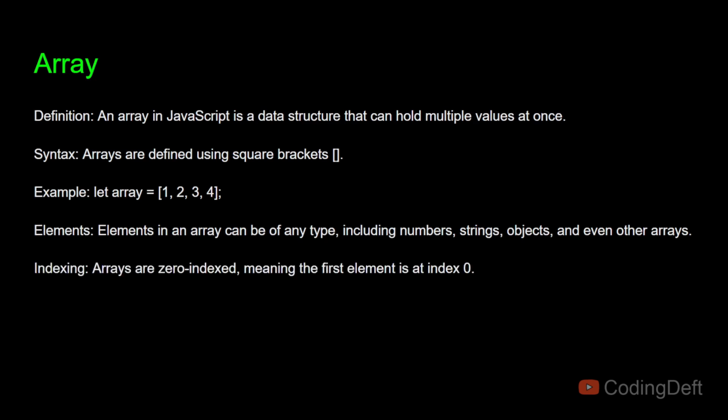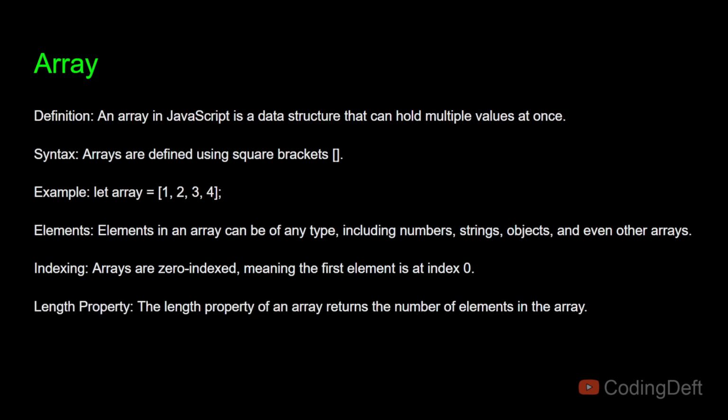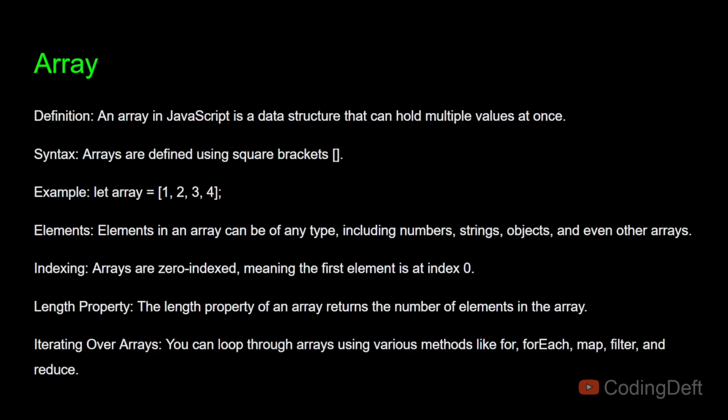Arrays in JavaScript are zero indexed. The first element index starts at 0. The last element index will be the length of the array minus 1. Array has a length property. We can directly get the length of the array by doing array.length. Arrays are iterables, so we can use for of loop, forEach loop, map, filter, reduce, etc. to loop an array. We will see this implementation in the next section.